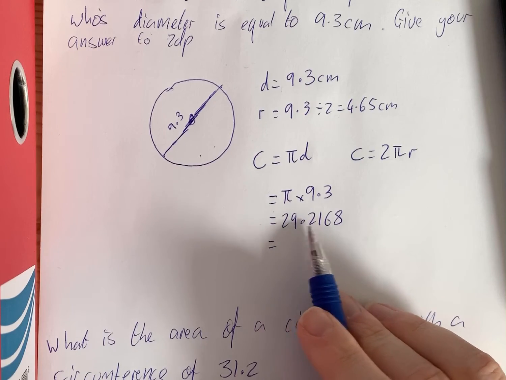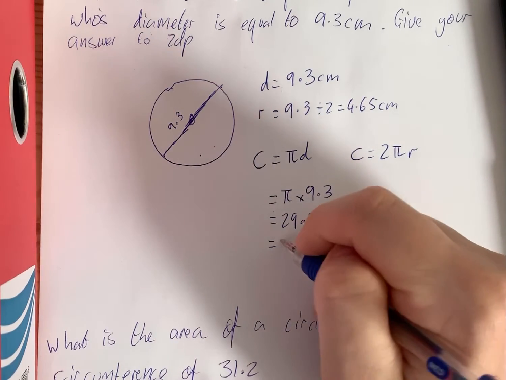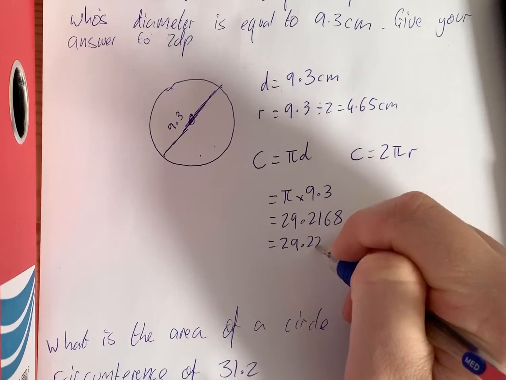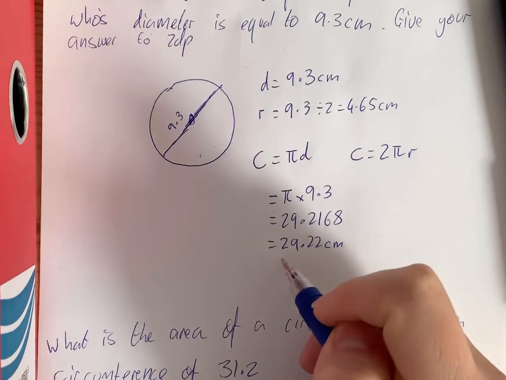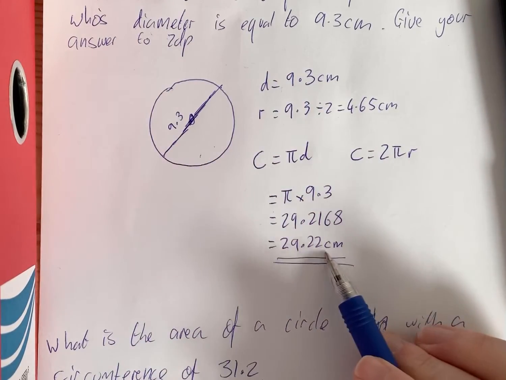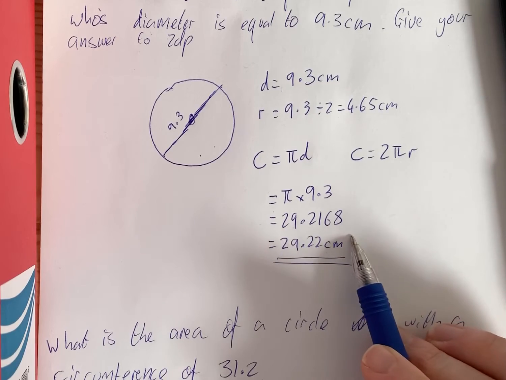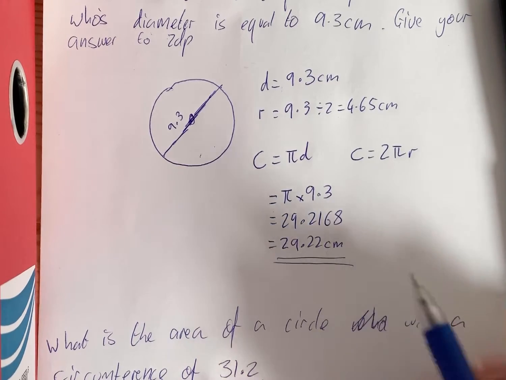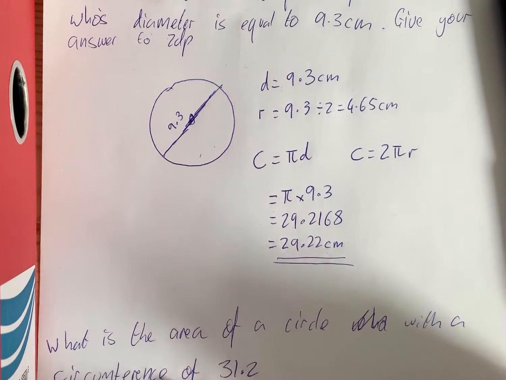Now it wants it to 2 decimal places, so be really careful with my rounding. That's going to be 29.22 centimeters. Don't forget your units there. Okay, so careful with your rounding here as well. Okay, that was the second sort of worst question done.